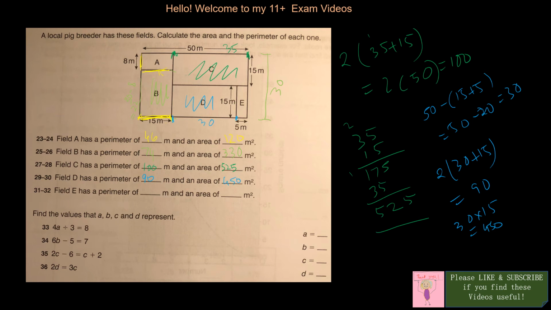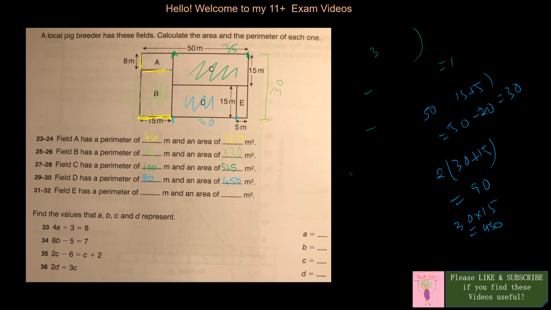It's a lot of multiplication to do. Field E. Okay, so we have to be patient and keep doing it. Don't lose your focus, because if you lose your focus, you see how easy it is to get it wrong. So we have to be focused.